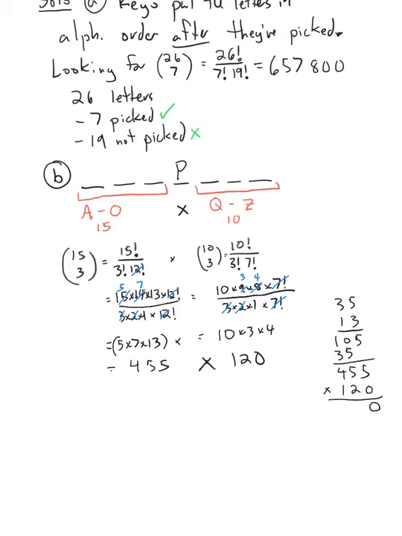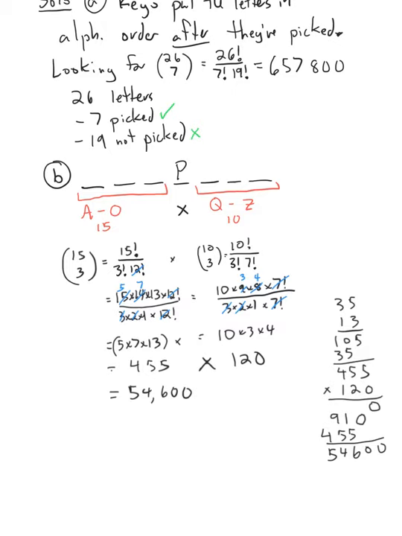So that's 0. That is, what's that going to be, 9, 10. And then this is 455. We add, we get 6, 4, 5. So the number of 7-letter words in alphabetical order that have a P in the middle is 54,600, which is pretty cool.